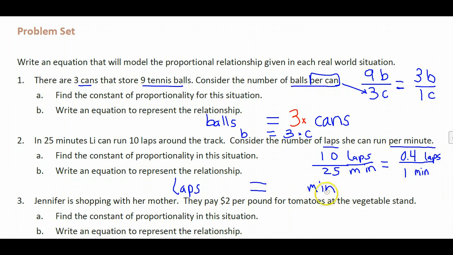You would take the number of minutes and multiply it by 0.4. Because if she can run 0.4 laps in 1 minute, she could run 10 times that in 10 times the number of minutes. So laps equals 0.4 times the number of minutes. So in 5 minutes, I would take 5 times 0.4. I would expect her to finish 2 laps.